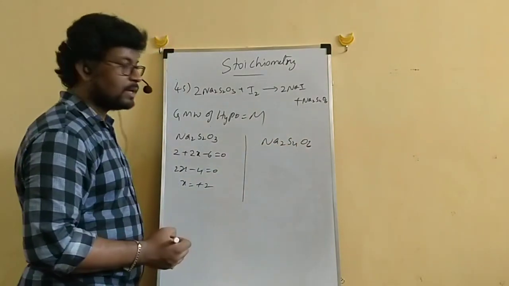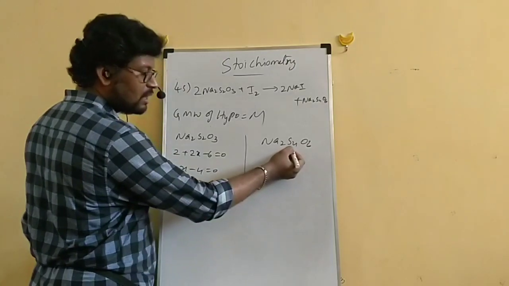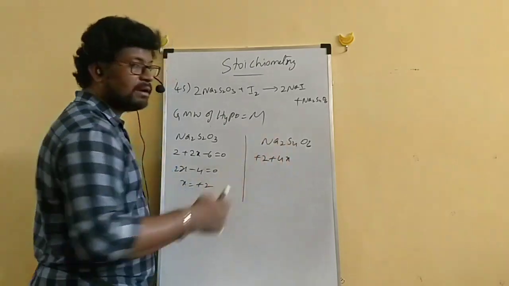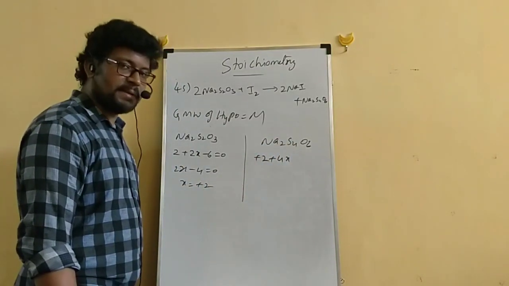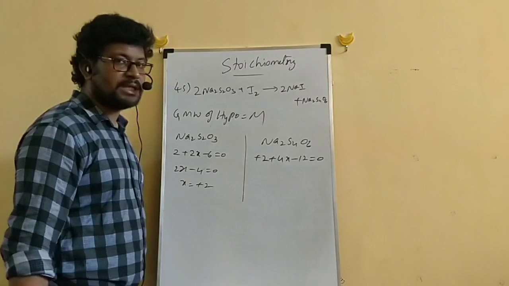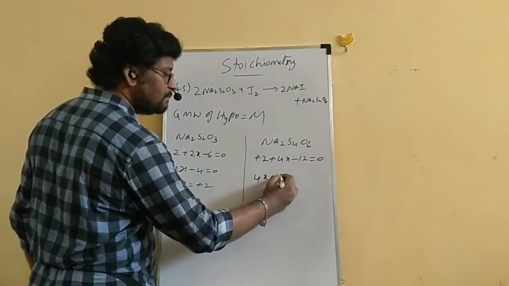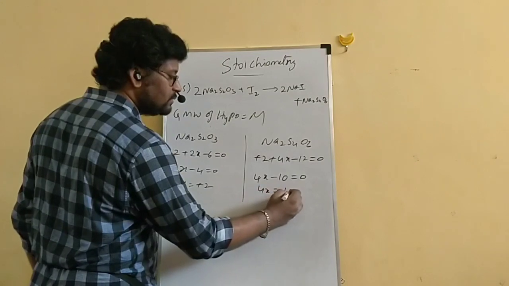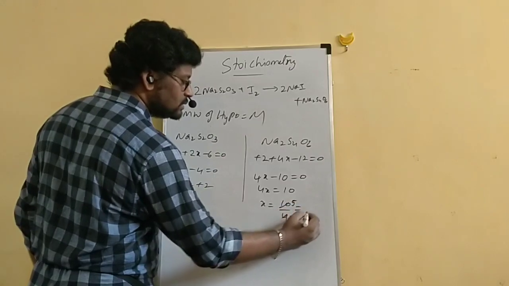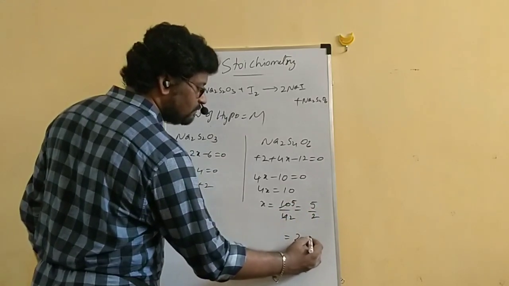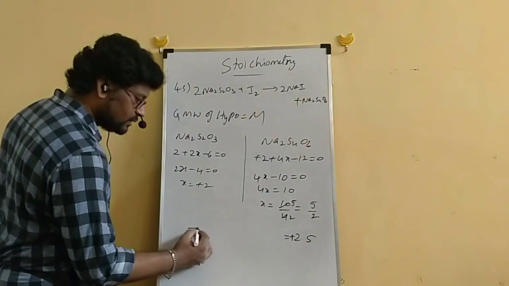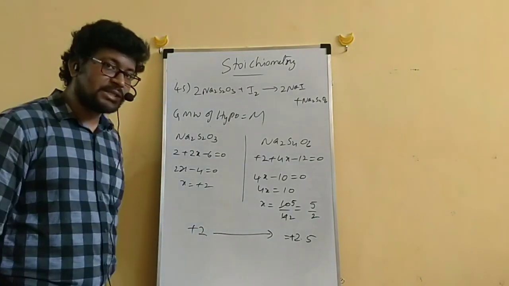Na2S4O6. Now let us find the oxidation number of sulfur here. Plus 2 plus 4x. The number of sulfur atoms present in Na2S4O6 is 4. So 4x minus 12 is equal to 0, because 6 into minus 2 is minus 12. Then it will be 4x minus 10 is equal to 0. 4x equals 10, x equals 10 by 4, that is 5 by 2, that is plus 2.5.